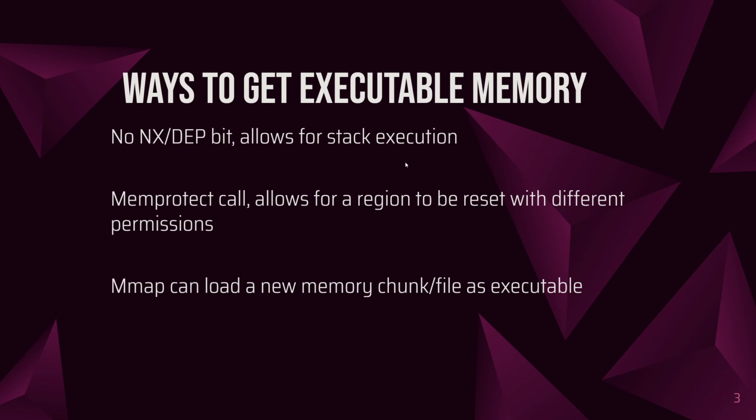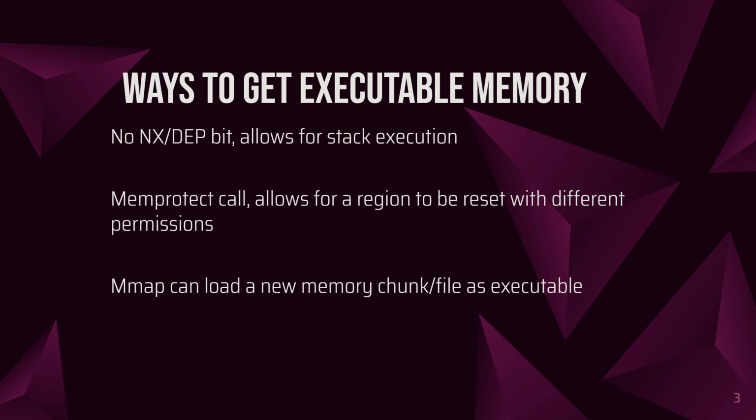So there's a couple ways to get executable memory. Having no NX or DEP bit, which I'm not really sure if I should say bit or just protection. This allows for stack execution, so it makes the stack executable. A lot of times with buffer overflows, if you're able to just put your shellcode on the stack and then return to ESP or RSP, it'll jump straight to your shellcode.